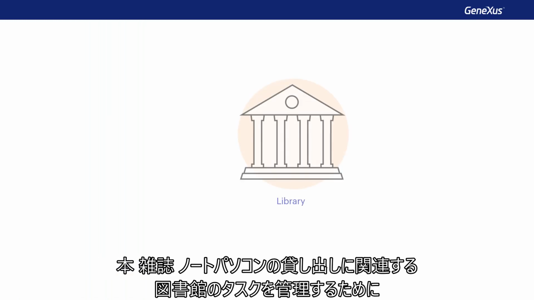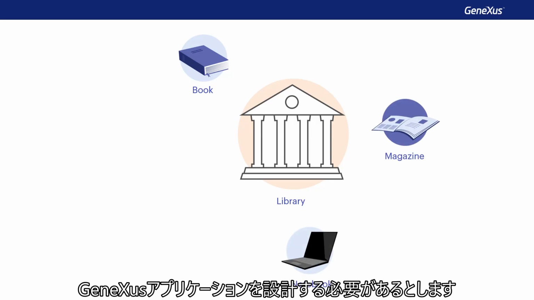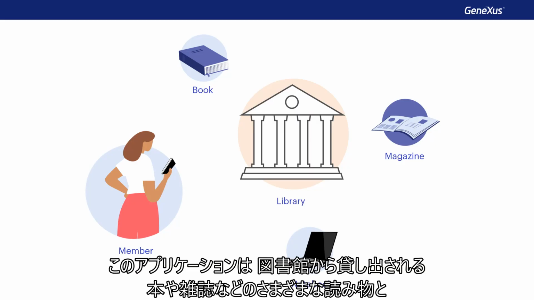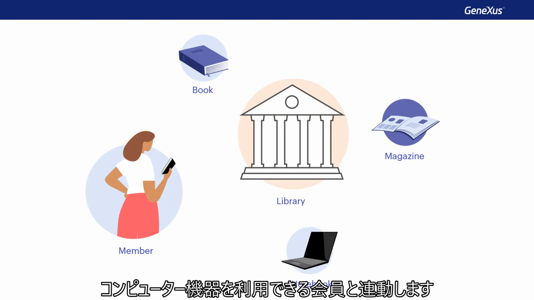Let's suppose that a Genexus application needs to be designed for managing the tasks of a library related to the loans of books, magazines, and notebooks. It works with members who can access different reading materials, such as books and magazines, as well as computer equipment loaned by the library.